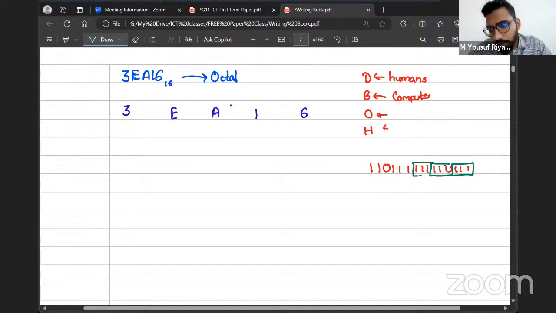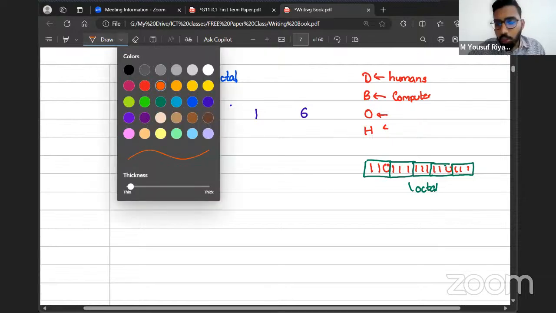These 3 bits are going to represent one digit. They grouped it. This grouping is called the octal. So in octal, what we do is we group the number into 3 by 3 bits. On the other hand, in hexadecimal, we group them into 4 by 4 bits.